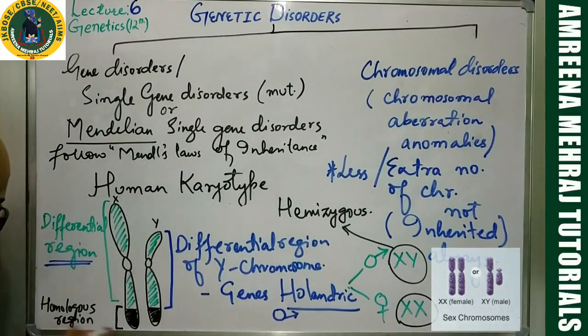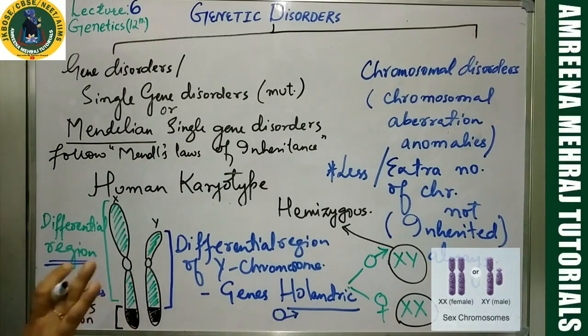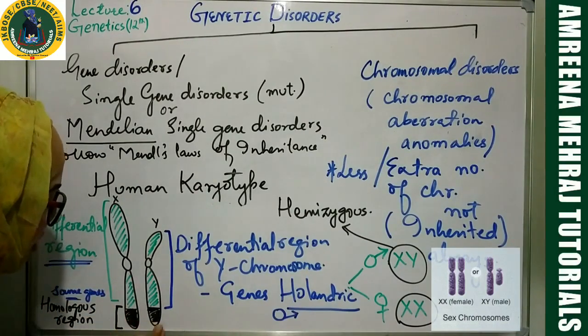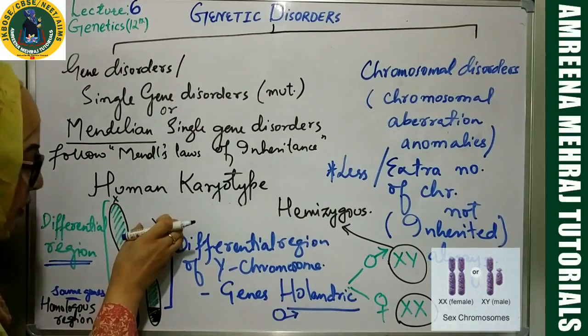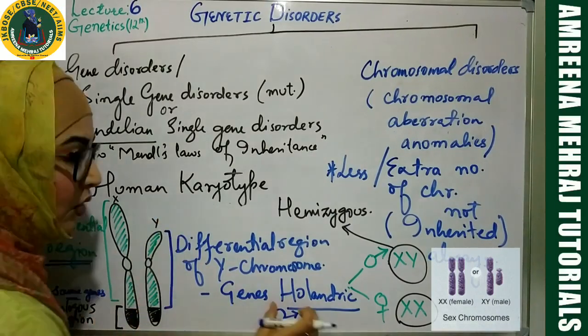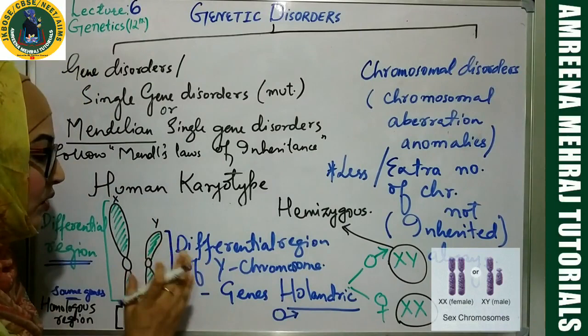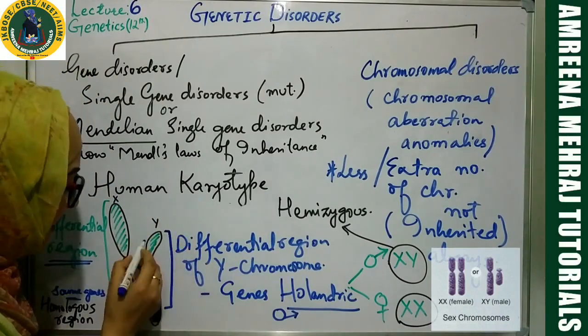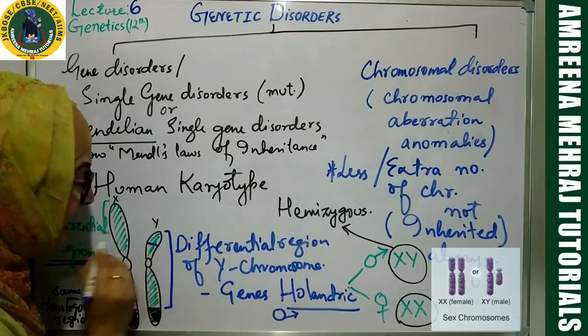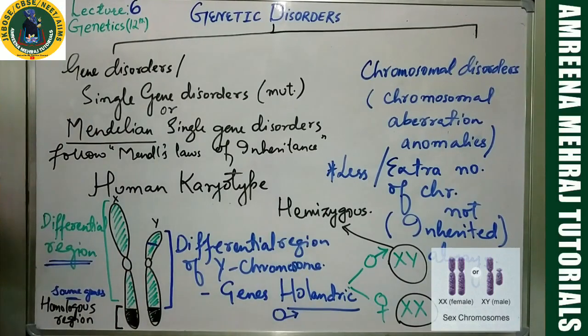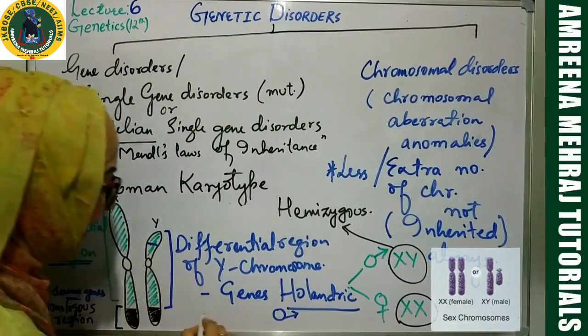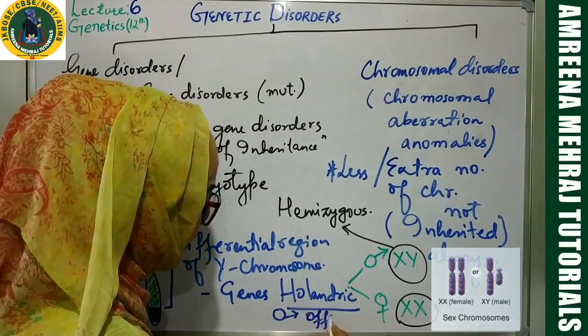So in this homologous region, you will have the same genes. It will be better to use the term allele, but for the time being, I'm keeping it simple. So the homologous region has the same alleles at the two places. But the genes located on this particular region, the Holandric genes, will be present only with the males. So if there is some mutation happening to this gene, that will go only to the male offspring.